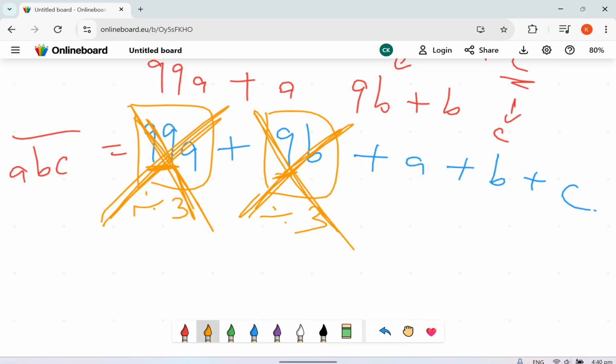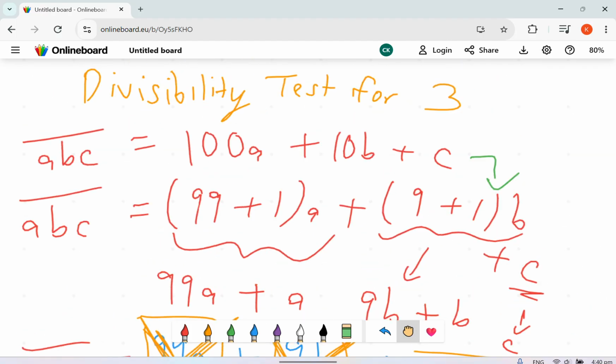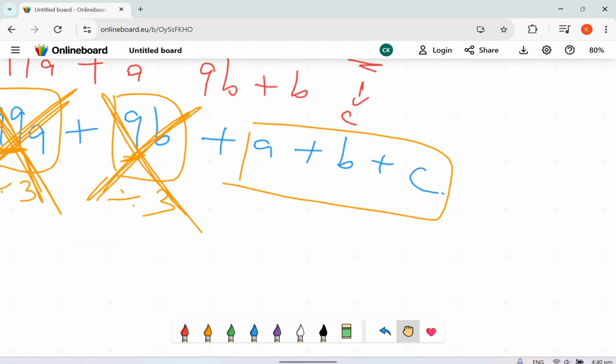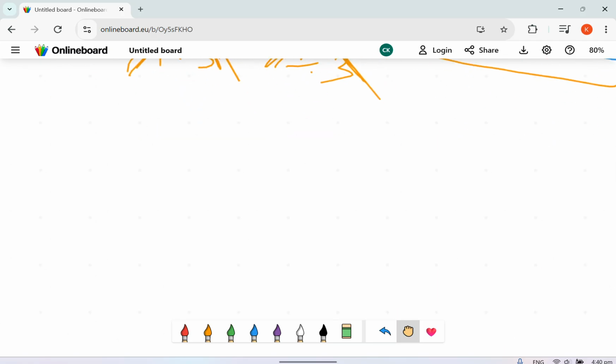So now whether or not this can divide 3 all lies in the hands of whether A plus B plus C can divide 3, which is basically the entire logic. If the sum can divide 3, that means this can divide 3. The sum of digits, right? Yeah. So, I'll explain one more time with a bigger number this time.